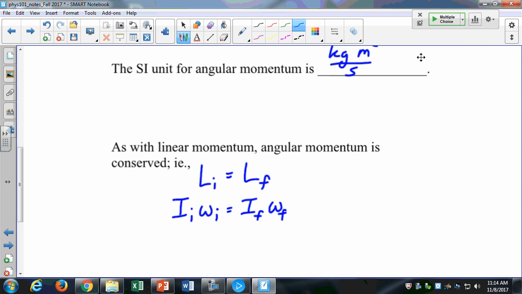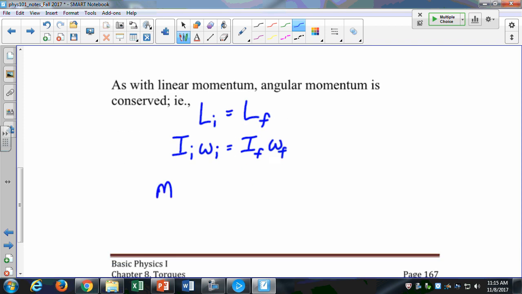And so if I expand these all out, mr squared omega initial is equal to mr squared omega final, I can see how changing some of the variables will change other variables. So for example, let's say that I make my mass go up. Then that's going to mean that the angular speed will go down. If I increase the mass of a spinning object, then it's going to slow down. Or if, for example, I make the radius of the object go up, then the speed will also go down.